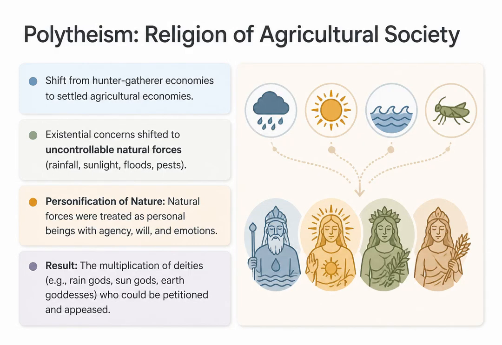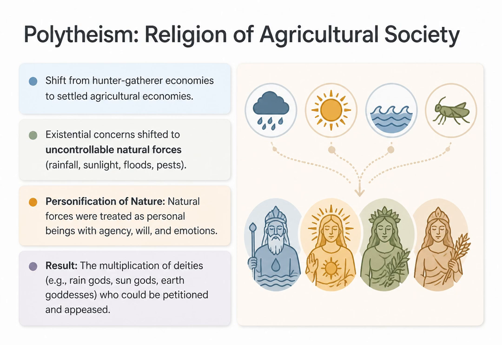Tylor traced the transition from animism to polytheism through the economic shift to agriculture. When society settled down to farm, their existential fears changed. They were no longer just worried about predators. Their survival now depended entirely on weather, rain, sun, and floods, which they could not control or predict. To manage this anxiety, they began to personify these natural forces. Rain wasn't just a meteorological event, it was a deity with emotions who could be flattered or angered.